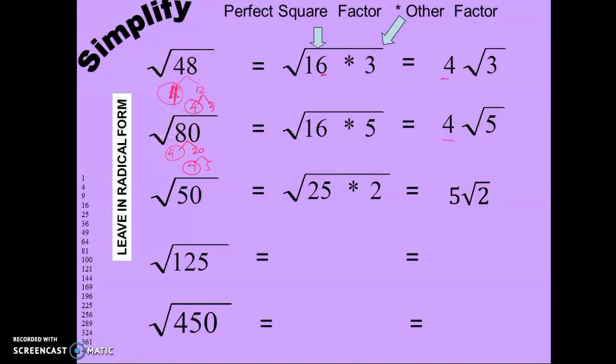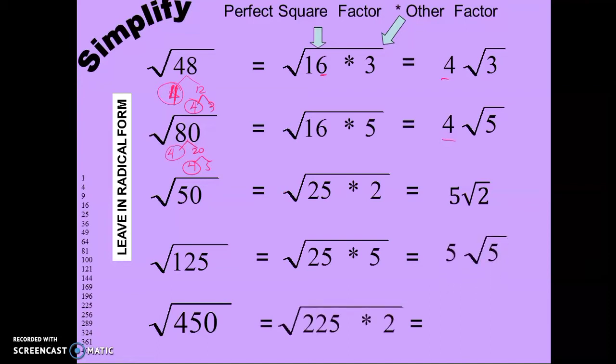Yung parehong number. Okay? Si 50, 25 square root of 2. Ay, 5 square root of 2. 125, si 25 times 5, so therefore 5 square root of 5. For 450, we have 225 times 2, or 15 square root of 2.